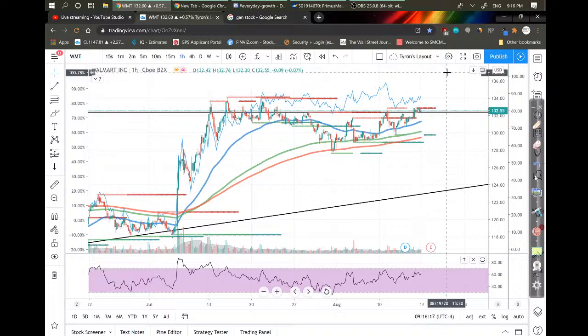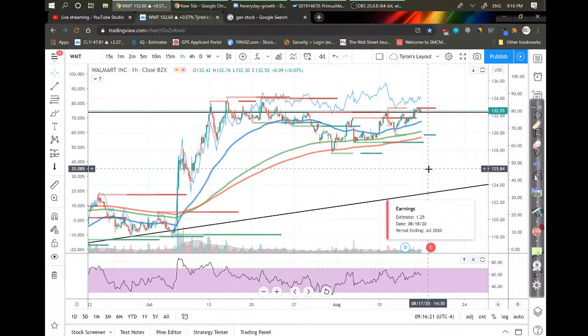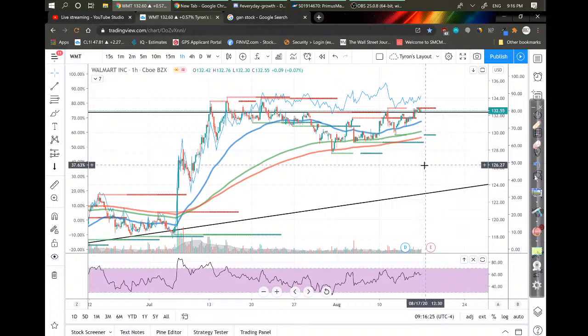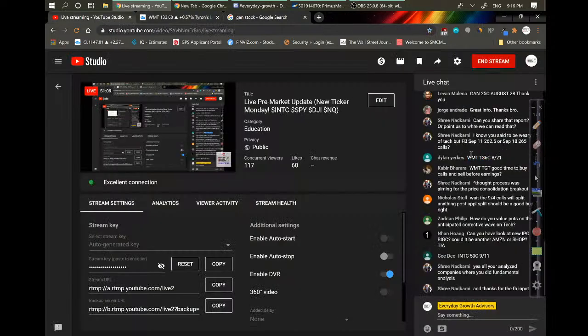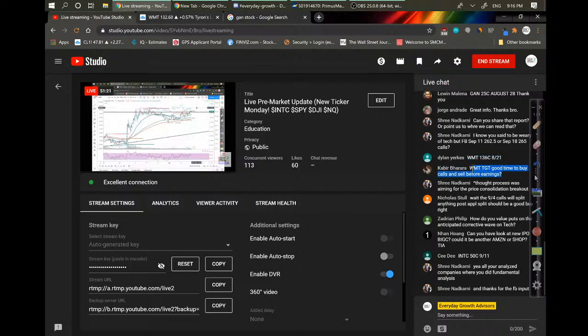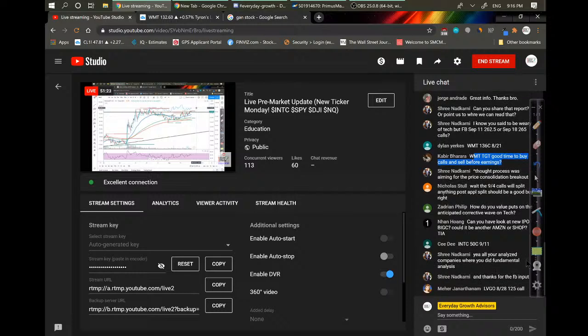136 is up here. It has to make a move up. Yeah, granted that earnings are happening this week. I mean, it is happening this week. Unless you're willing to gamble, you're gambling. That's what you're doing. So, that's a gamble play right there. Walmart, Target, good time to buy, calls and sell before earnings. I think you missed that wave already, buddy. That happened last week. Thought process was aiming for the price consolidation breakout. Possibly, if you want. Yeah, you could, Shri.